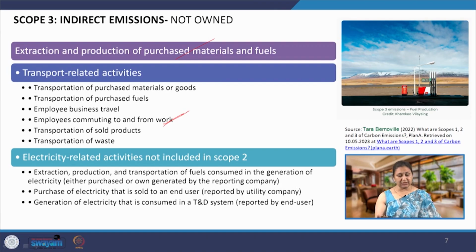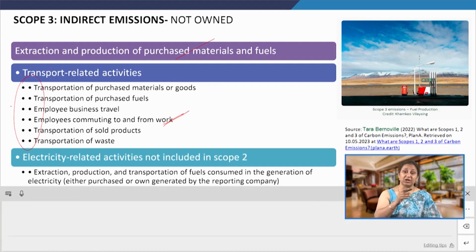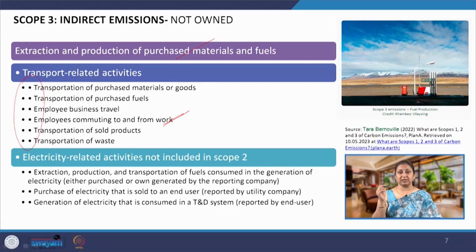Transportation of sold products, transportation of waste, so all the transport related activities which are leased, which are not directly under the control of the company, will all be added to scope 3 emissions. This is part of the value chain, both upstream and downstream.